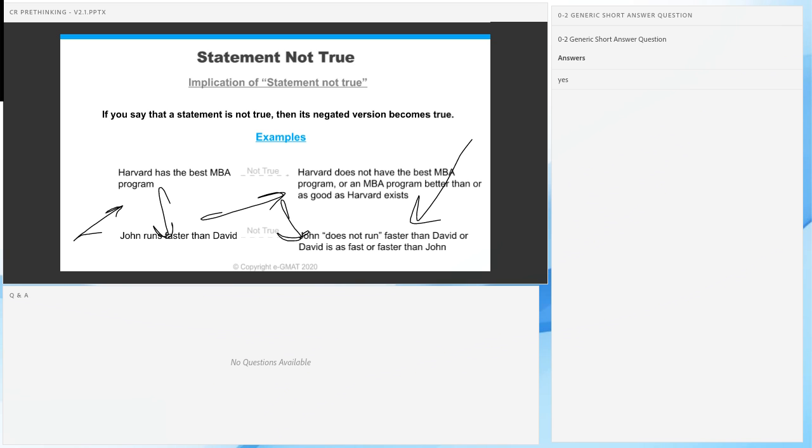Okay. So when you say a statement is not must be true, when you reject an answer statement, then you're really saying, hey, its negated instance can become true.